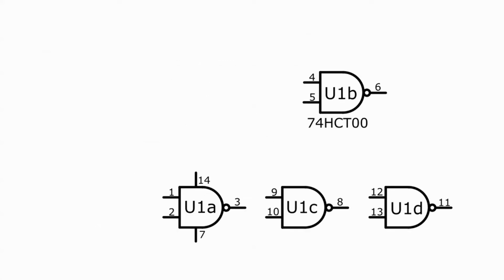Let's wire up a NAND chip to show the basic operation. To begin with, I will use only gate B. I won't use the other 3 gates. Ground pin 7 will be connected to the circuit ground.